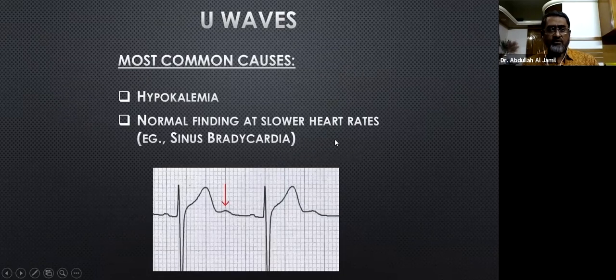U-waves: the most common causes include hypokalemia, and it is a normal finding in slower heart rates, that is, sinus bradycardia. This is the U-wave after the T-wave, clearly visible here in a bradycardic patient.